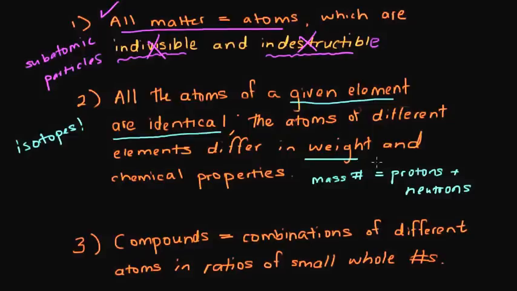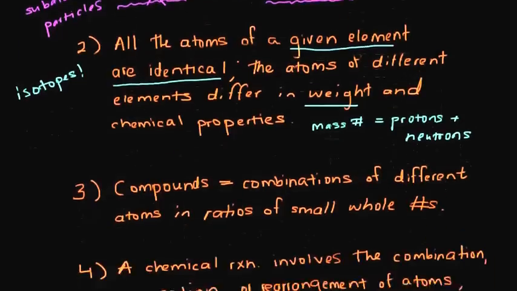We know different elements have different numbers of protons because it's the atomic number which defines an element, and we know they have different numbers of neutrons, so the atoms of different elements are going to have different weights. And of course they're going to have different chemical properties because we can get anything from gold to mercury as elements, and those things are very different with very different chemical properties.